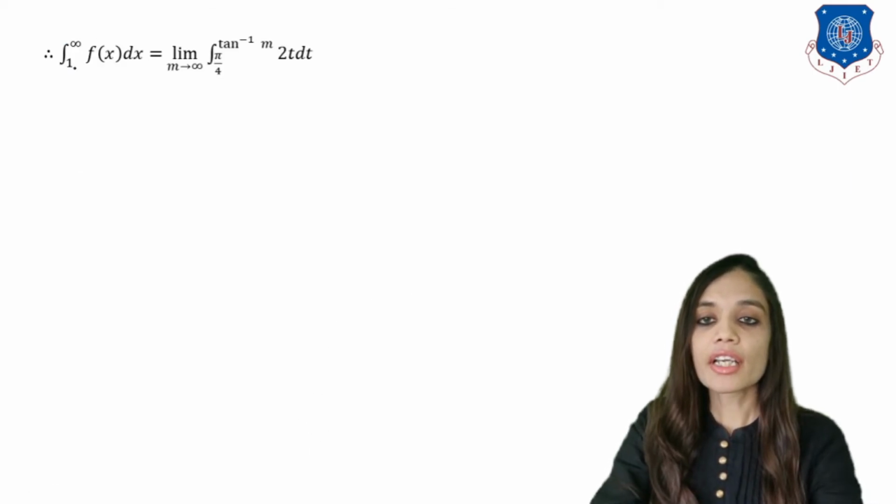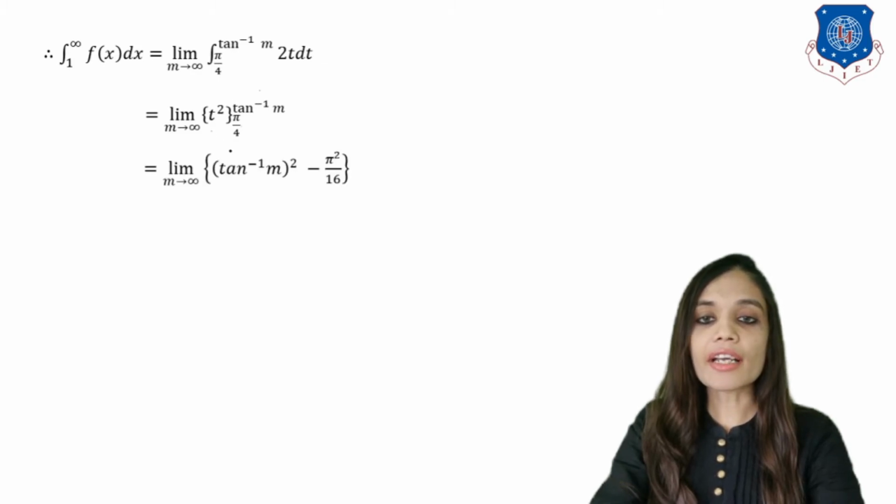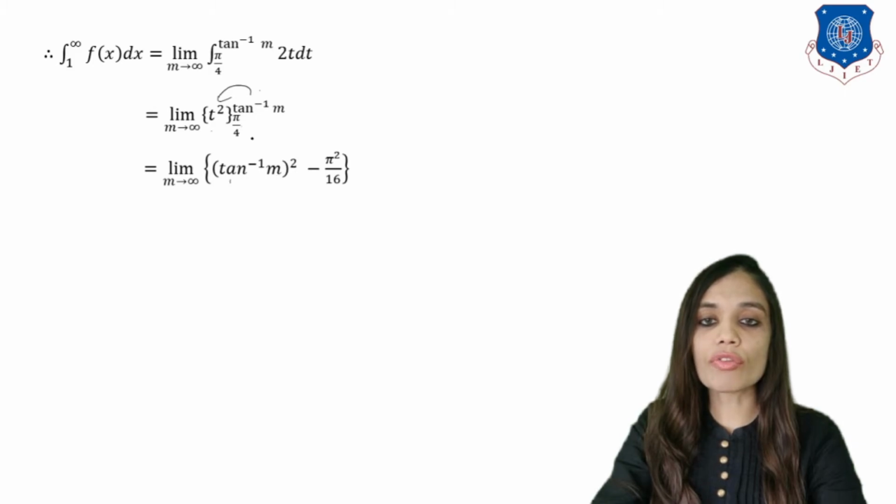So we will get integration 1 to infinity f of x dx will be equal to limit m tends to infinity pi by 4 to tan inverse m t dt. Now just integrate. So answer of this will be t square. Put the limits pi by 4 to tan inverse m, right? So on putting the limits you will get tan inverse m whole square minus pi square by 16.